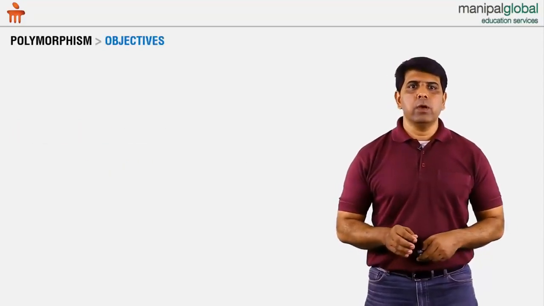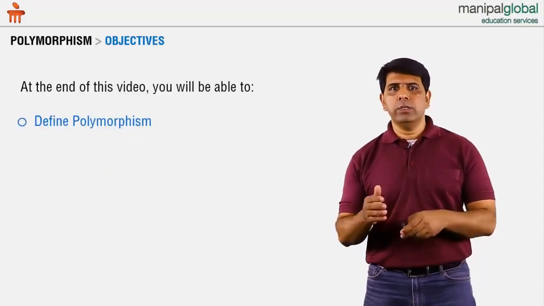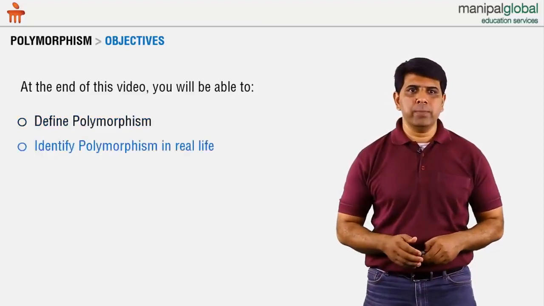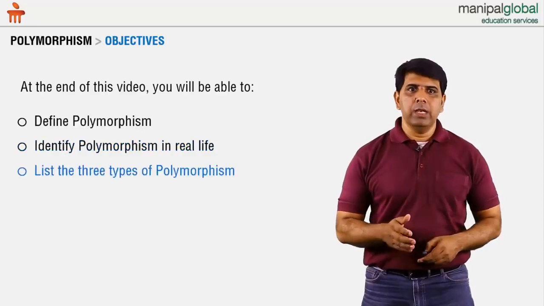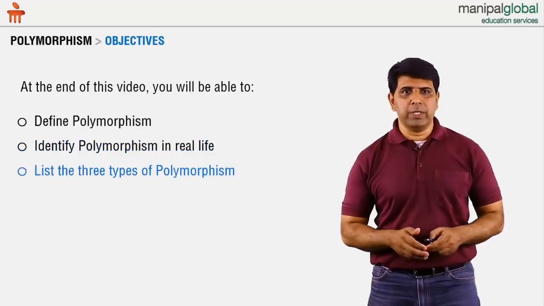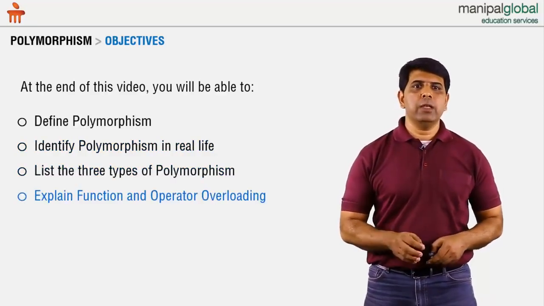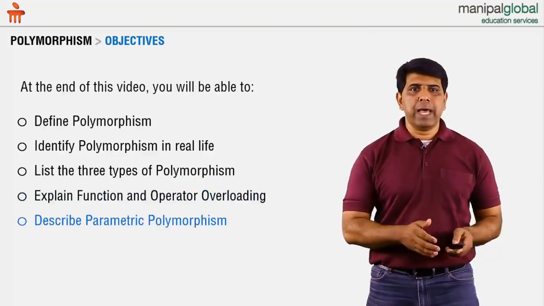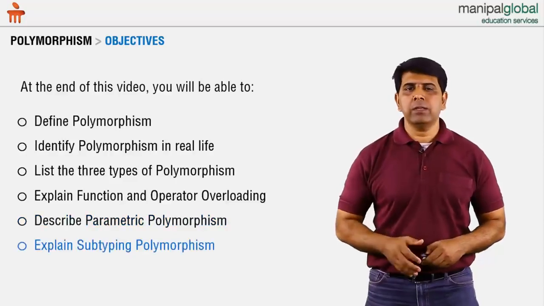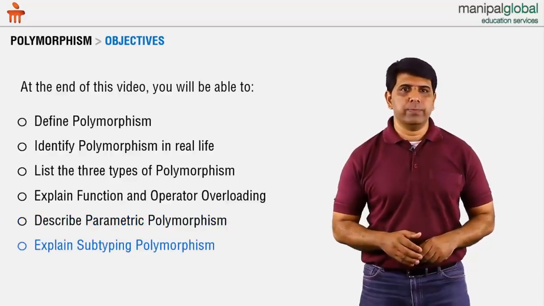In this video, we're going to learn how to define polymorphism, identify polymorphism in real life, list 3 different types of polymorphism that exist, explain function and operator overloading, and describe parametric polymorphism and subtyping polymorphism.